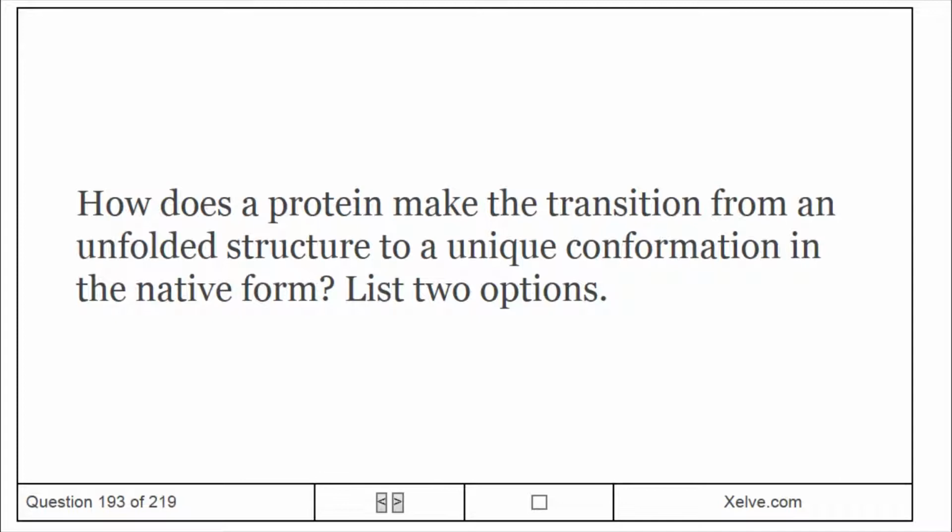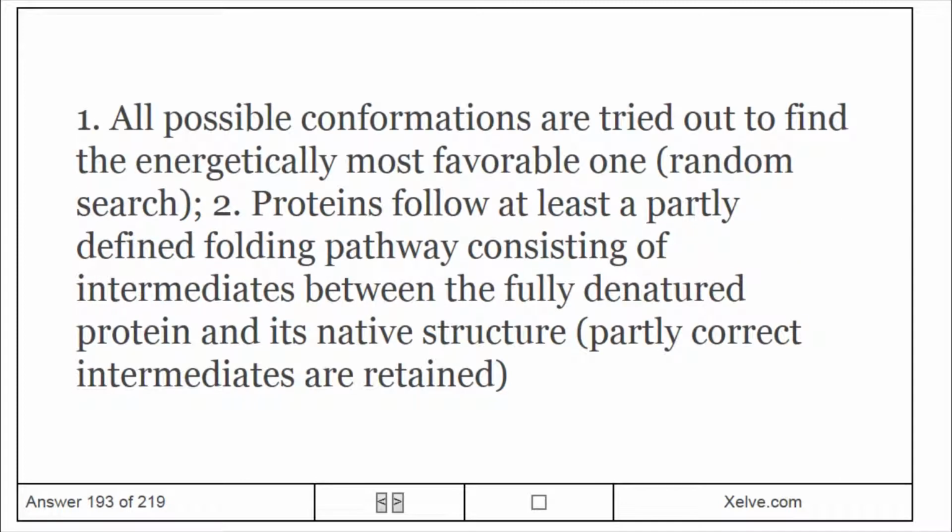How does a protein make the transition from an unfolded structure to a unique conformation in the native form? List two options. 1. All possible conformations are tried out to find the energetically most favorable one. 2. Proteins follow at least a partly defined folding pathway consisting of intermediates between the fully denatured protein and its native structure.